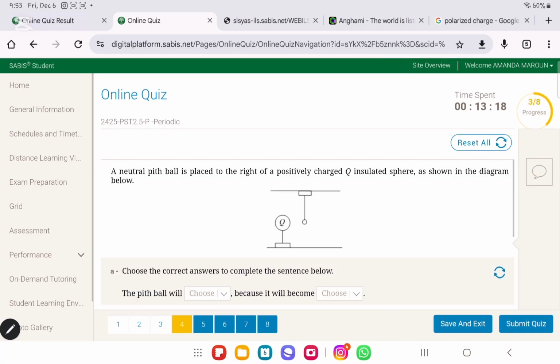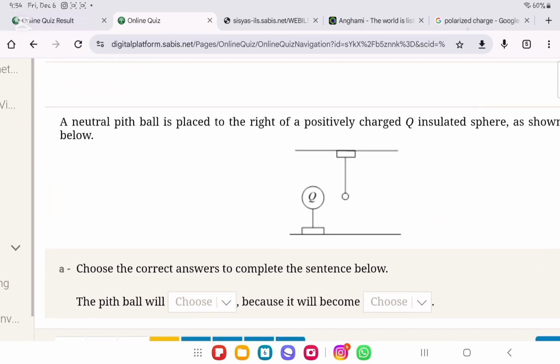Moving on to question number 4. This is what I said in number 1, where we will go deeper into an explanation. So a neutral pith ball, neutral means it has same positive, same negative charges, is placed to the right of a positively charged Q insulated sphere, as shown below. Now what's gonna happen is, due to polarization, this is our ball, it has, let's say, positive here, negative here, and they brought this positively charged sphere. What's gonna happen is that the negative are gonna overpower the positive, because it's neutral. This can either overpower this, or the positive can overpower the negative.